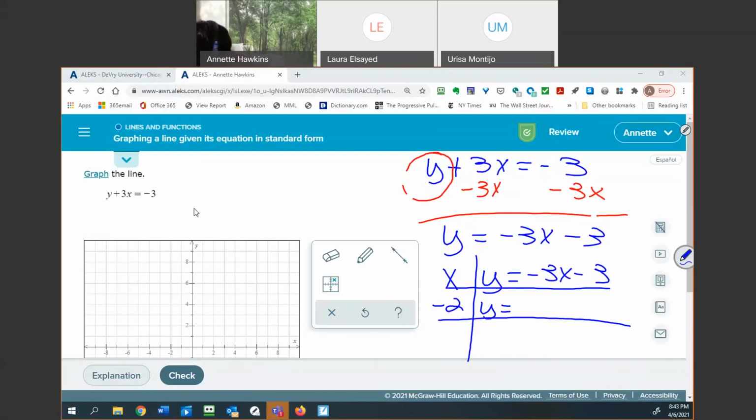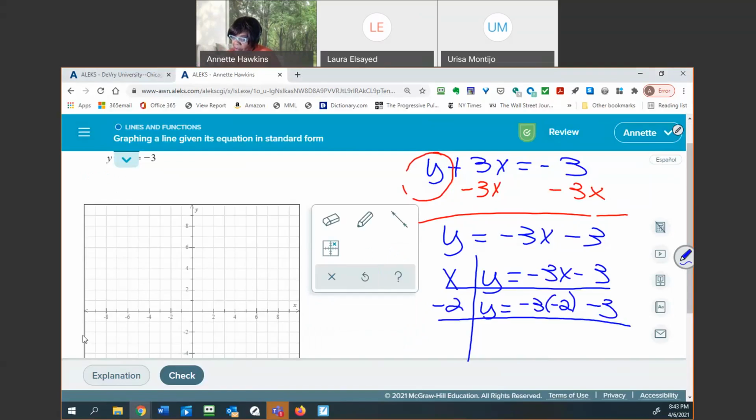Y equals negative 3 times negative 2 minus 3. Now, negative 2 is not magical. You can let it be, again, any number you want. But look at your grid. Don't let it be a number bigger than what you have on your grid. Let it be any number that's in this grid so that you can graph it.